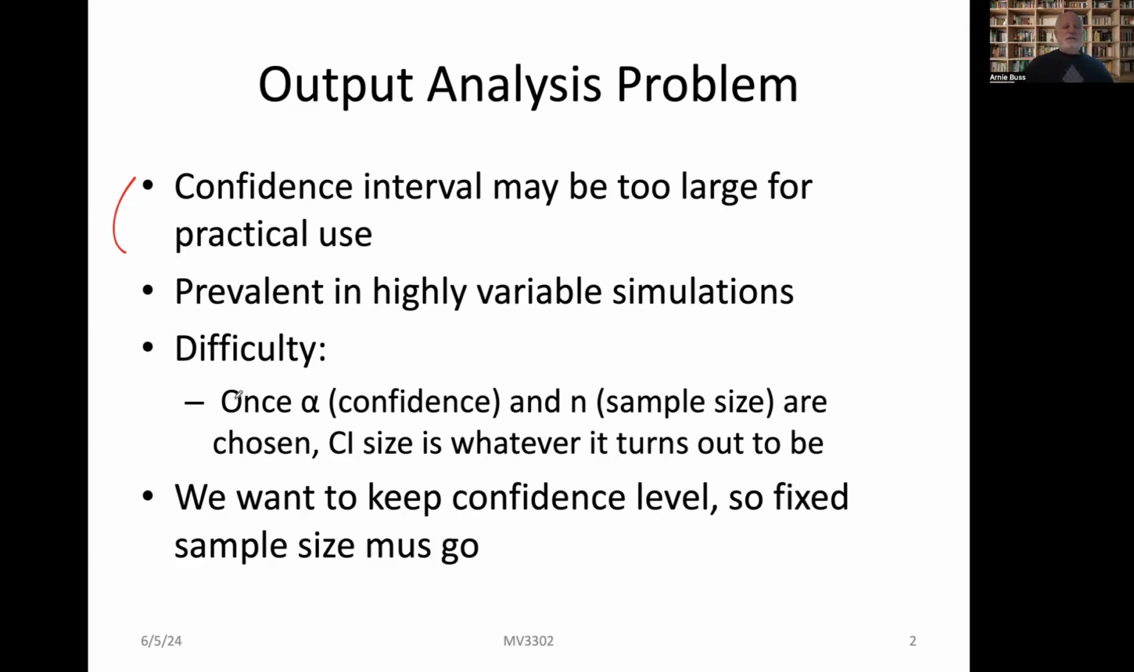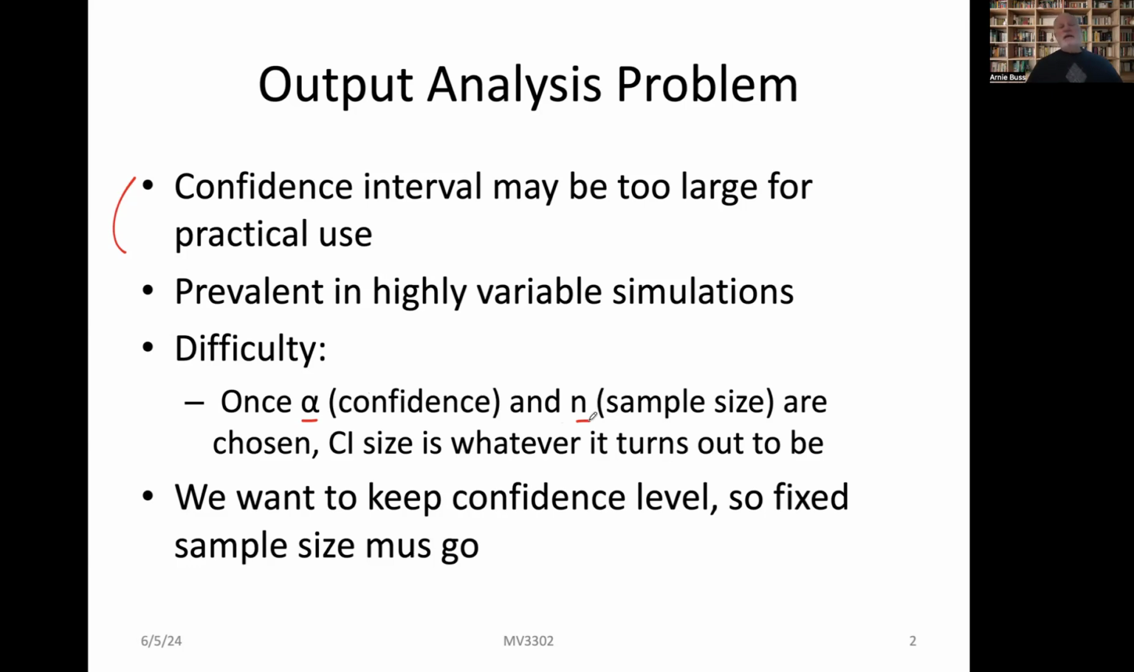Okay, so what's the difficulty? When we do one of these experiments, we choose a confidence level, alpha. We've been using 0.05; 0.05 and 0.01 are the two that you don't have to argue about. Does that mean they're right? No, but we choose our confidence. This is how confident we want to be. And then we choose our sample size. And then we're stuck with whatever size our confidence interval is, because once we choose those two, we have no control over the size of the confidence interval.